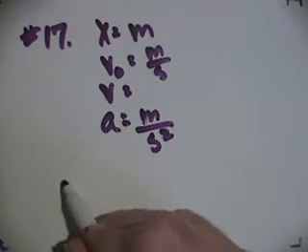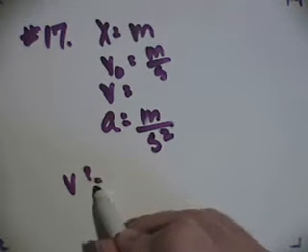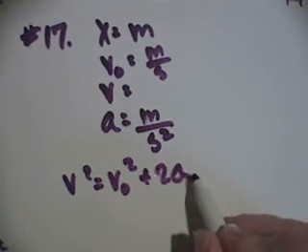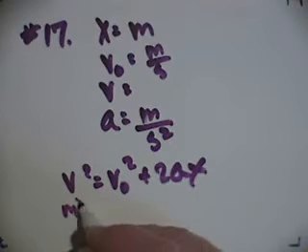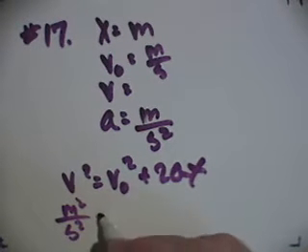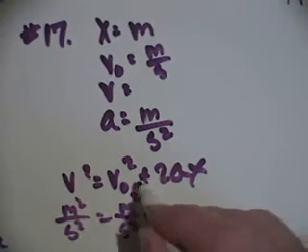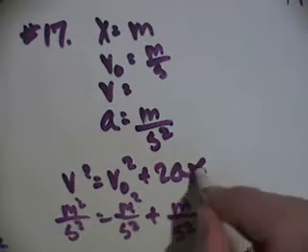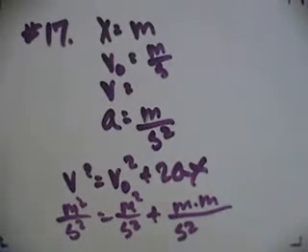And finally, it's v final. v squared is equal to v0 squared plus 2ax. So the dimensions would be meters squared per second squared is equal to meters squared per second squared plus 2 times acceleration, which is meters per second squared times meters, and that would make it meters squared per second squared. The correct choice for number 17 would be D.